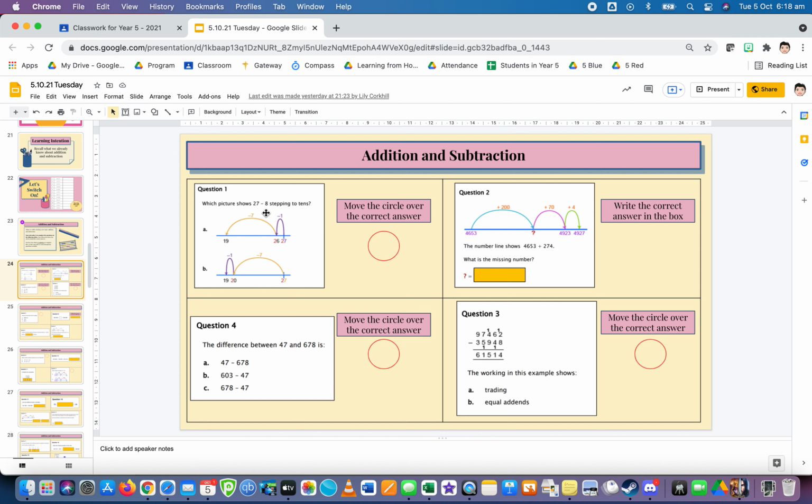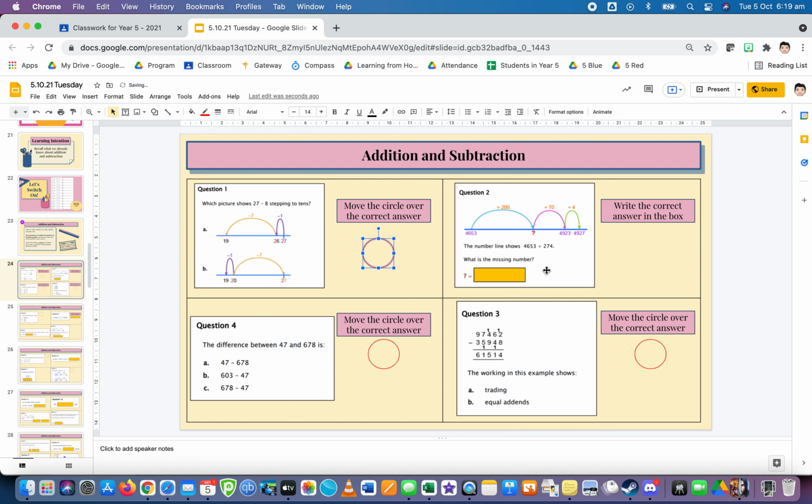This picture shows 27 minus 8 stepping to tens. Stepping to tens. 27 minus 8. Minus 7, minus 1. Stepping to tens means going to the whole number, so down to the 20. So minus 7, then minus 1. So your answer for the first one is B.